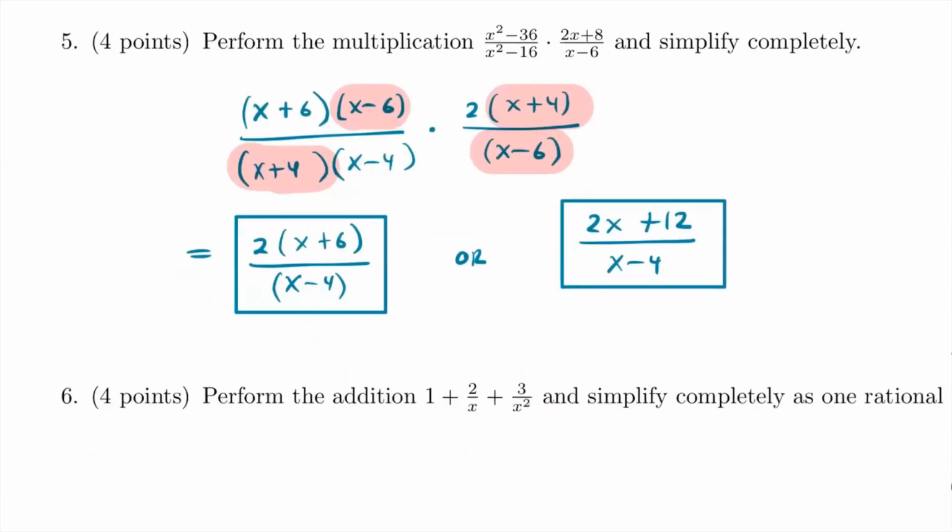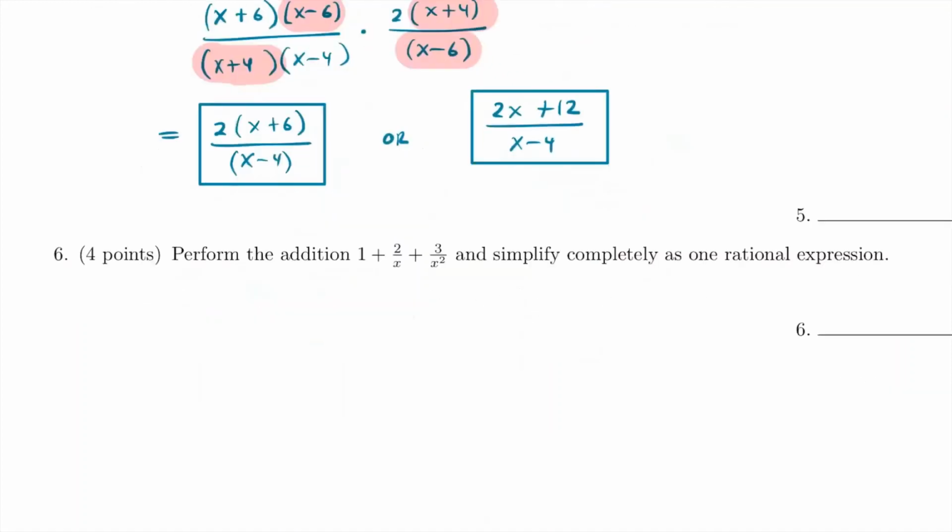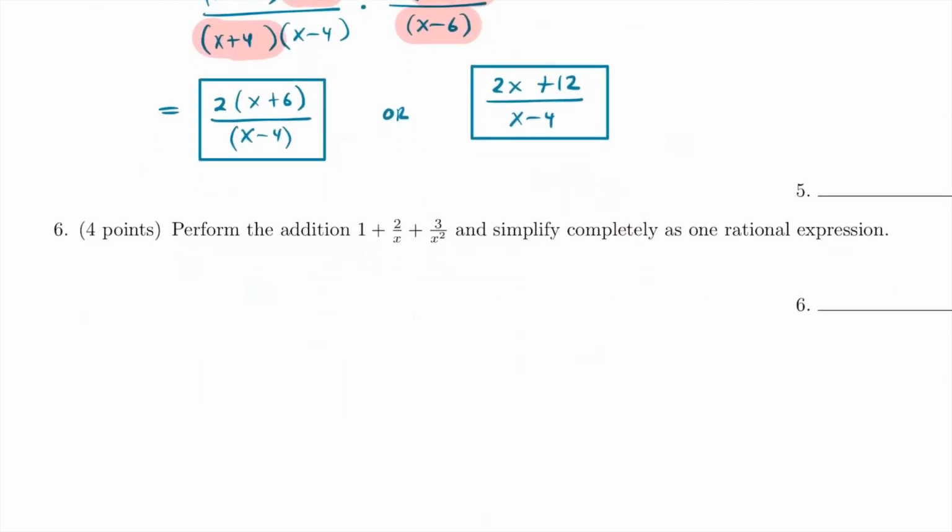Okay, so moving on to the next question. We're going to perform this addition and simplify. So we need an LCD that will work with all three fractions. So the LCD, the least common denominator that will work for all three fractions is x squared. It's the term with the highest power, which means I can write this as over 1 and multiply it by the LCD. So that would be x squared over x squared.